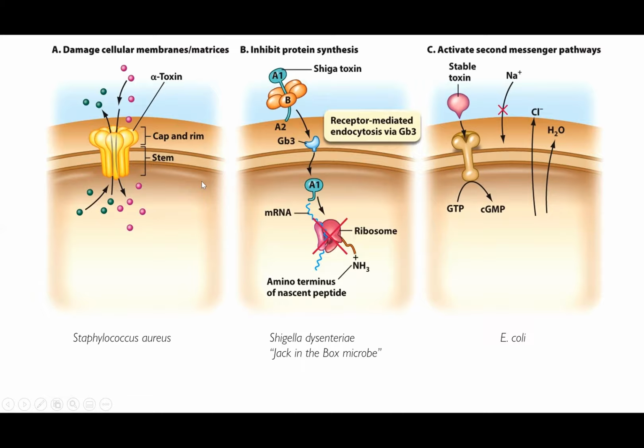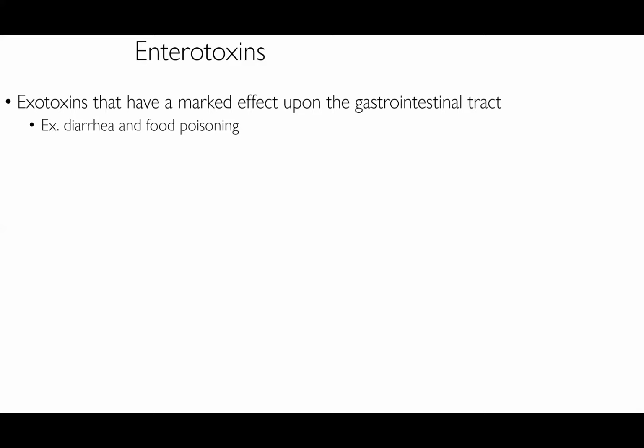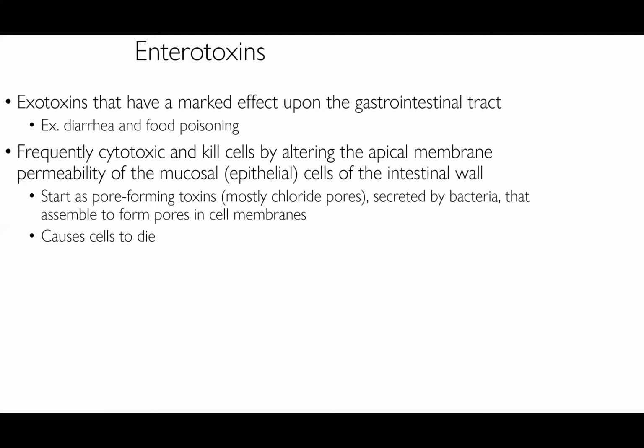In addition to some of these, we have a special class called enterotoxins, which are exotoxins marked by their effect on the gastrointestinal tract. These typically cause diarrhea and food poisoning in people that are exposed to them. Frequently these enterotoxins are cytotoxic, and they simply directly kill cells by altering their outside membrane permeability, as well as the mucosal membrane of your intestinal wall.